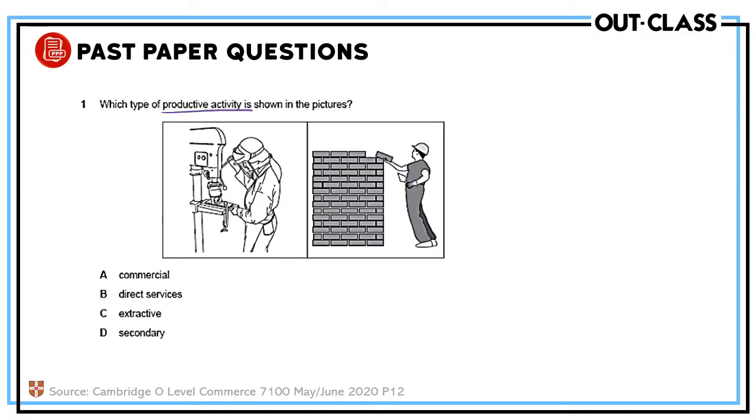Which type of productive activity is shown in the picture? So we see here something is being manufactured while this is construction. So we can say it is the secondary sector. So D is the correct answer.